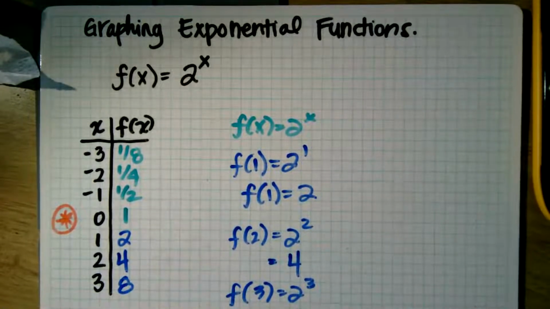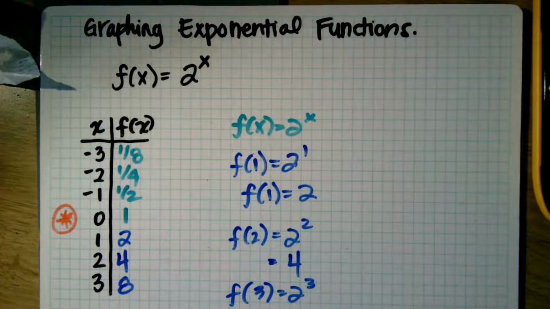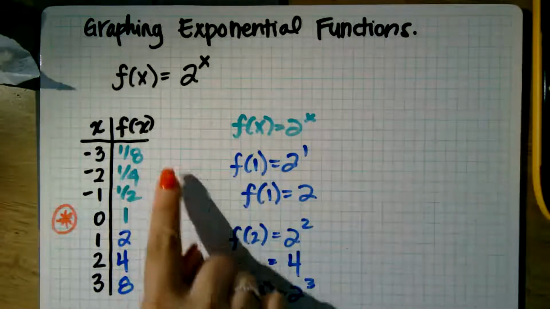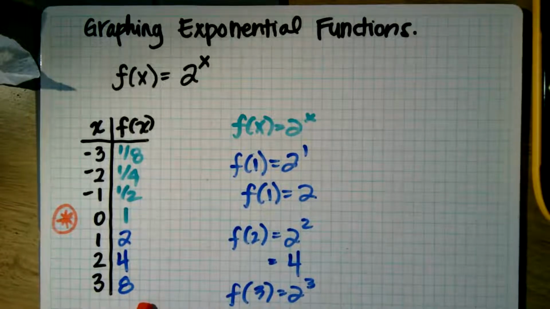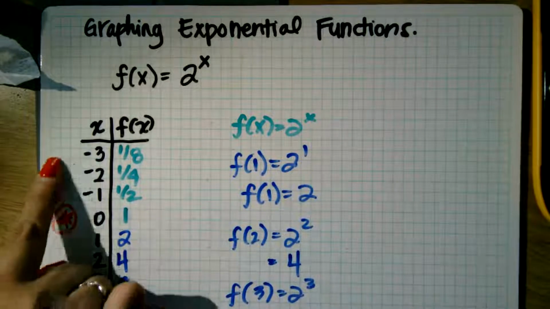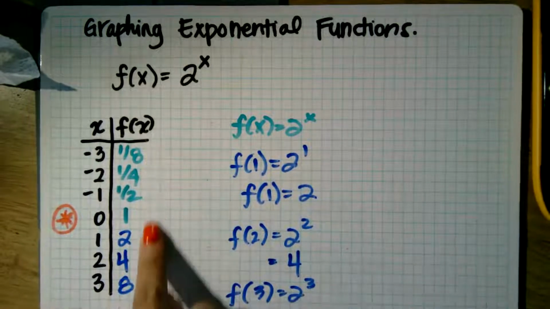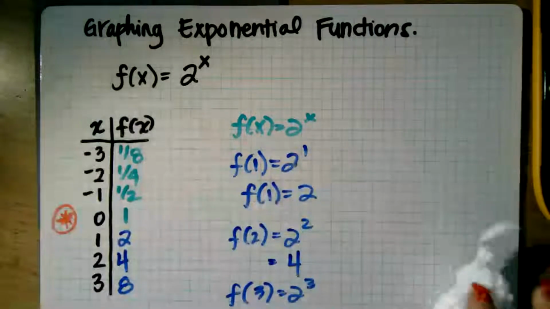I hope that you can also see that my positive flip rule is present here with just the table of values. If you notice, 3 corresponds to 8, just the same way that -3 corresponds to 1/8. So you see the positive flip rule here also on the table of values.